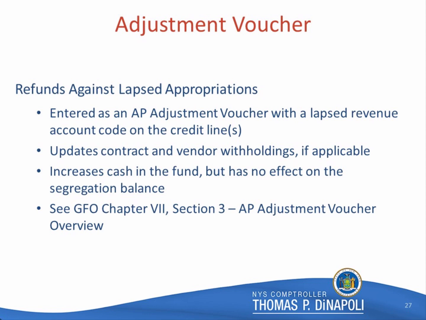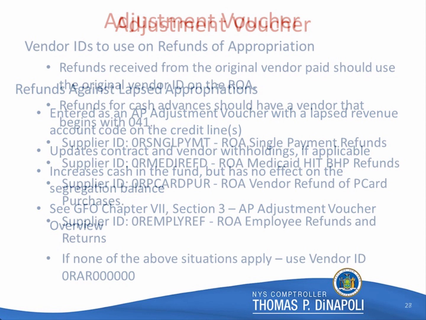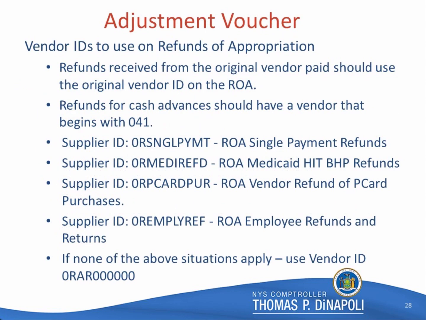Some less common account codes that are used are account codes 32209 through 32213, which are used for lapsed cash advances. For all of these transactions, account code 59999 is still used on the clearing line. They also help to update the contract and withholdings if applicable. Cash is increased in the fund, but it has no effect on the segregation balance as the original appropriation has lapsed.